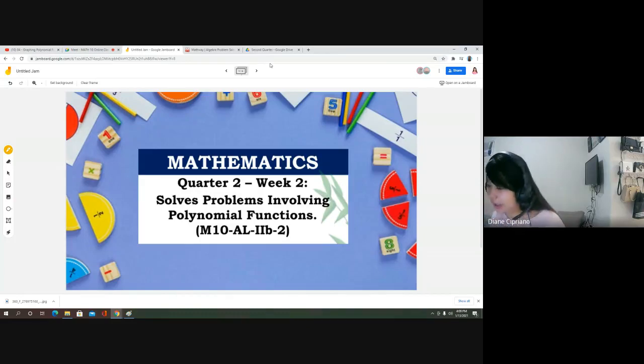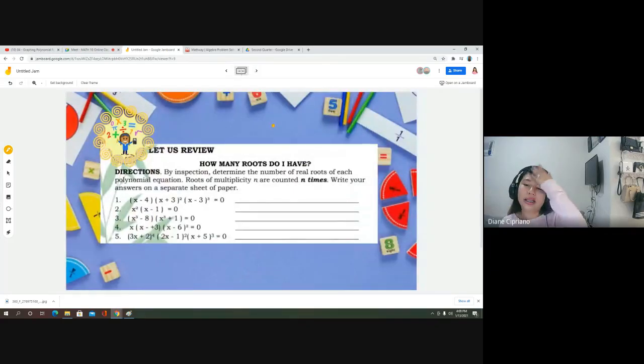So we still have time pa naman. Marami pa. So in this lesson, we will solve problems involving polynomial functions. So let us review first.